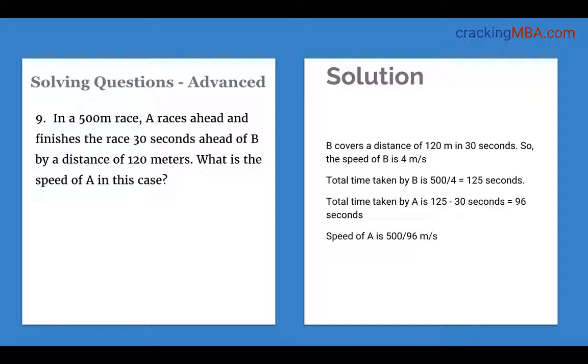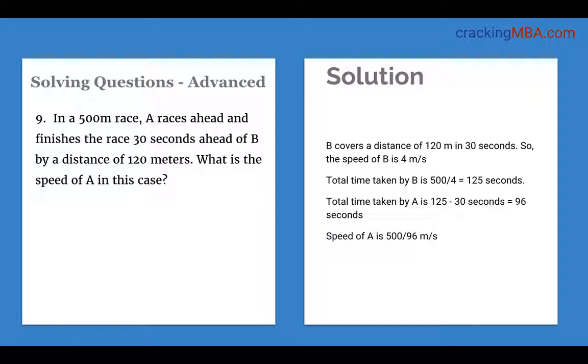So this is about races. These kinds of questions come frequently in several competitive exams. In a 500-meter race, A finishes the race 30 seconds ahead of B, beating B by a distance of 120 meters. What is the speed of A in this case? The typical mentality would be to divide the total race by S1 and S2 and say 500 by S2 minus 500 by S1 is equal to 30 seconds and solve a big equation. But all that is not required.